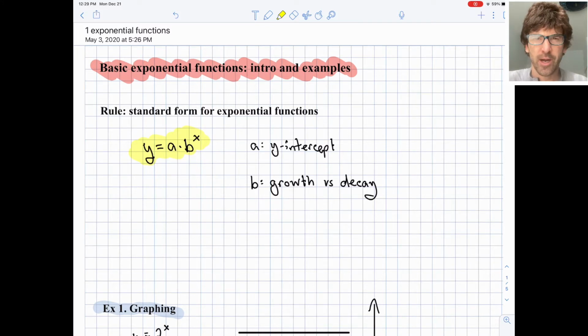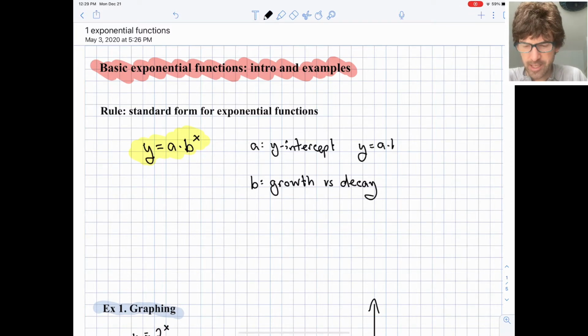A is our y-intercept, and the reason is that if x is 0, we get y equals a times b to the 0, and b to the 0 is equal to 1, as long as b itself is not 0. And we would then just get y is equal to a, which is our y-intercept, right? If x is 0, what's y?